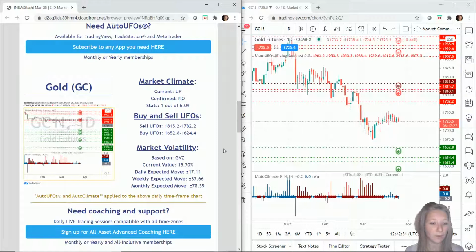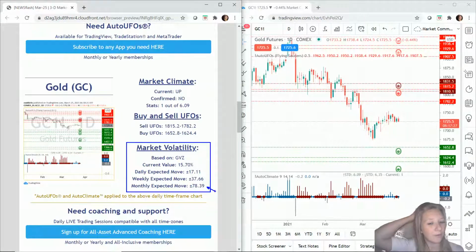When it comes to volatility, we would expect movement up or down in one day of 17.11 points. In 1 week, up or down of 37.66 points. In 1 month, up or down of 78.39 points.